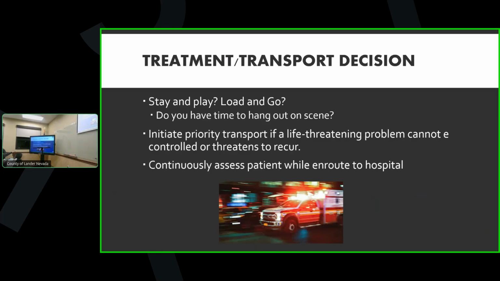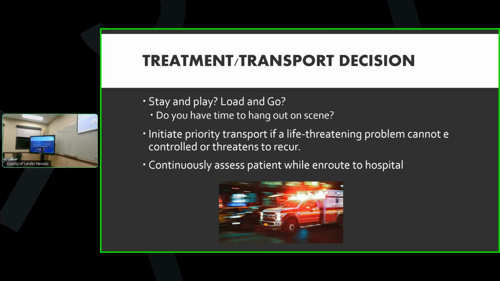So stay and play, load and go. This is our treatment transport decision. If the life-threatening problem cannot be controlled, or if it threatens to reoccur. A perfect example of this is anaphylaxis. If we treat anaphylaxis with their EpiPen, the half-life of epi is only 3 to 5 minutes, so the chances of their anaphylaxis coming back is pretty high.